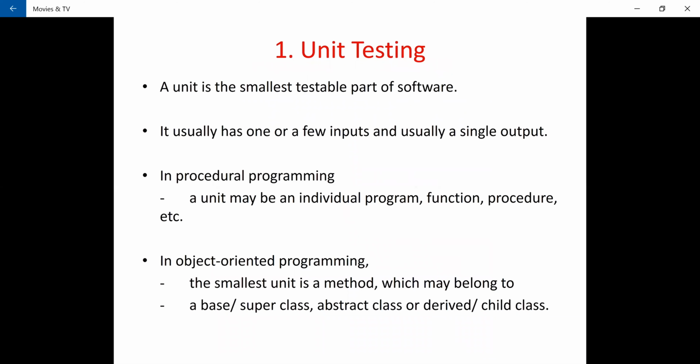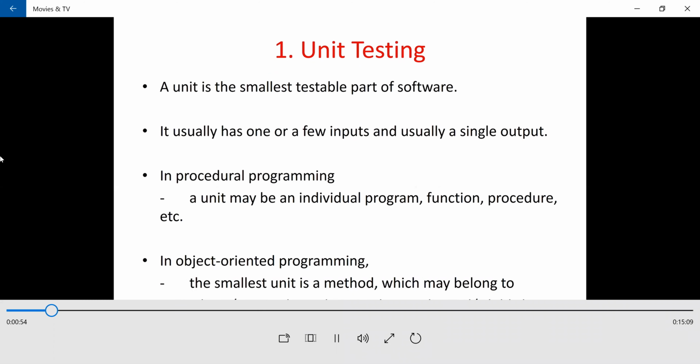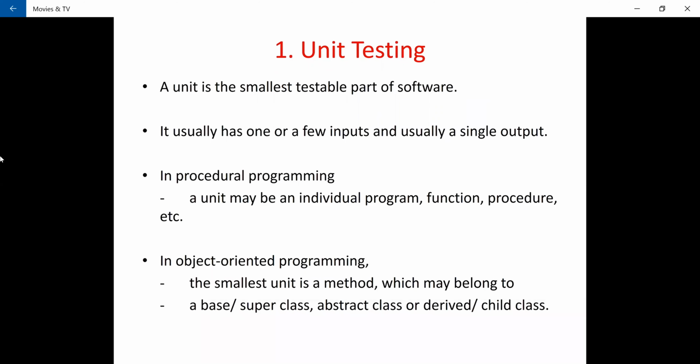Unit testing. Unit testing means the smallest unit, the testable part of a software. Consider the example of C programming. In one class there are different numbers of methods. That means testing of one unit. It usually has one or few inputs and usually a single output.